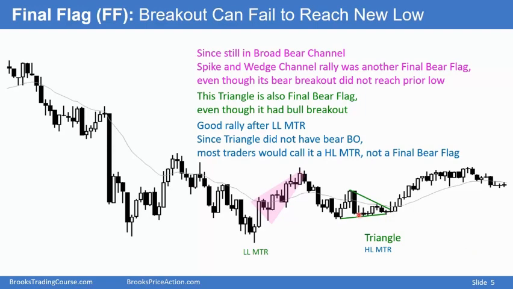Most traders would call this a triangle and a higher low major trend reversal and not a final bear flag, but in fact it is a type of final bear flag. Just like this is a final flag, this is a final flag, and this is also a final bear flag. It's also a head and shoulders bottom: left shoulder, slightly lower head, and a right shoulder.